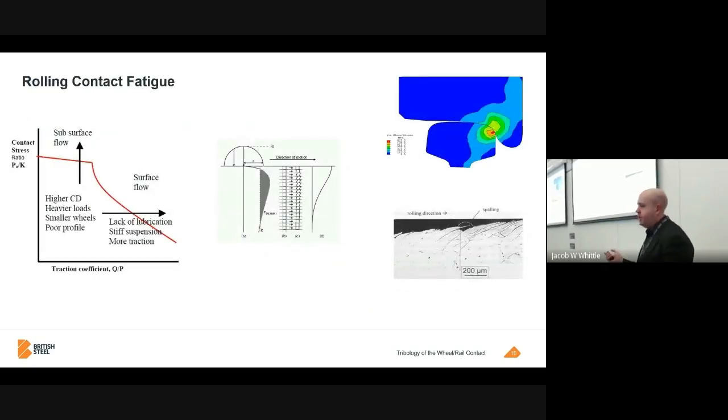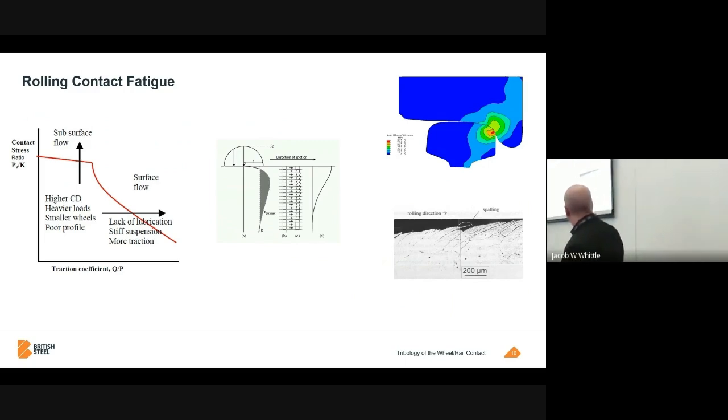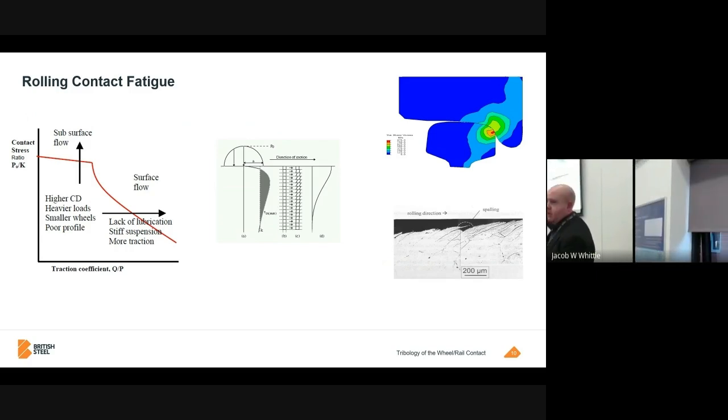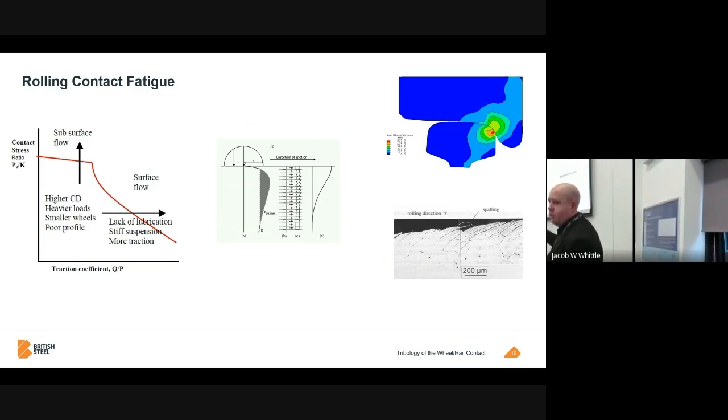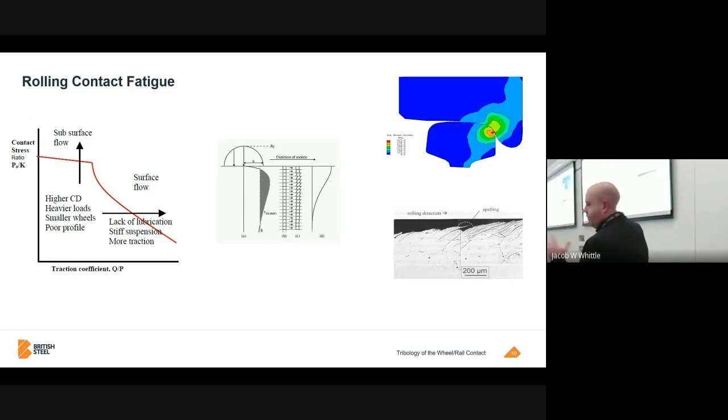So rolling contact fatigue is a different phenomenon. This tends to happen in what we call the flange gauge corner contact that happens in the curve. Sorry, David, I'm probably going to butcher this. David knows much more about things like this than me, but it's kind of a whistle-stop tour of rolling contact fatigue.